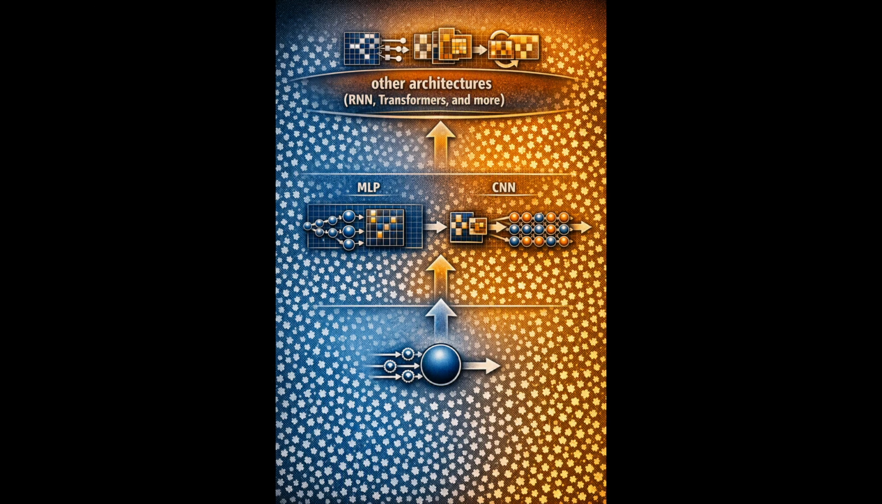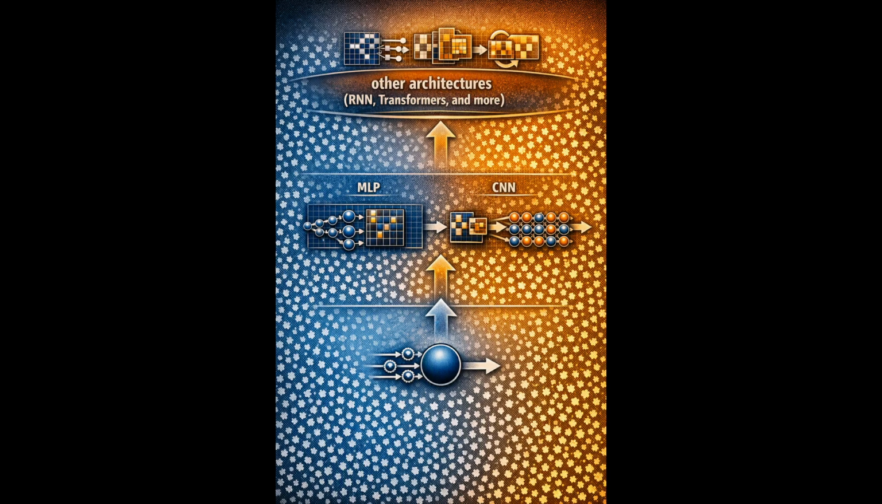Summary. Let's bring it all together. Every neural network, no matter how sophisticated, is built from the same basic ingredient, the perceptron, which combines weighted inputs and a bias, then passes the result through an activation function to introduce the nonlinearity needed to solve real-world problems.